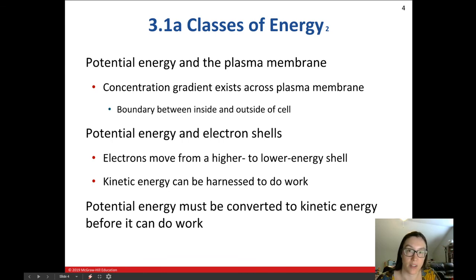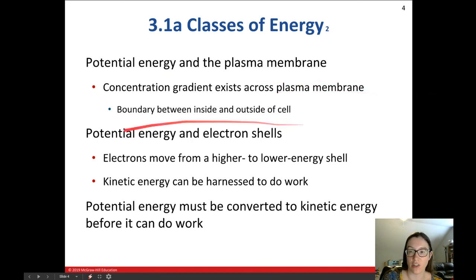We'll talk a lot about this in chapter 4, but the sodium is going to want to go from this really crowded place with lots of other sodium to the other side of the membrane where there's not as much sodium. So if we opened a door, or a channel, in that plasma membrane, your sodium would all rush through, and that's a kind of potential energy.